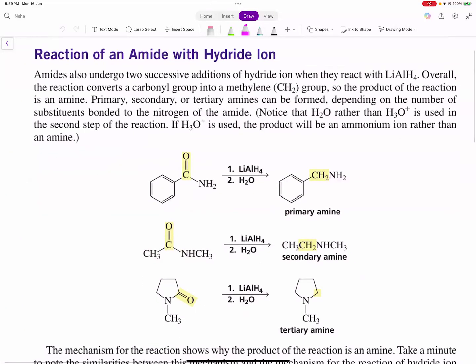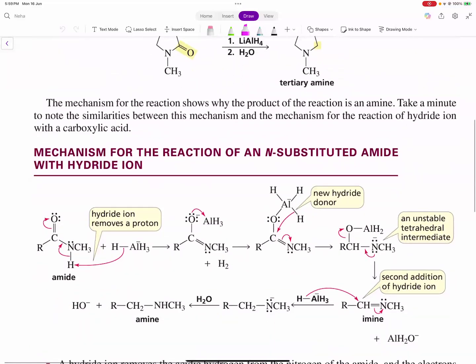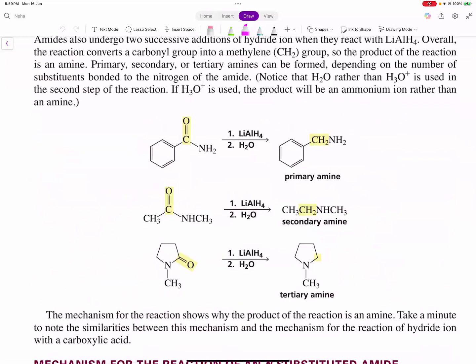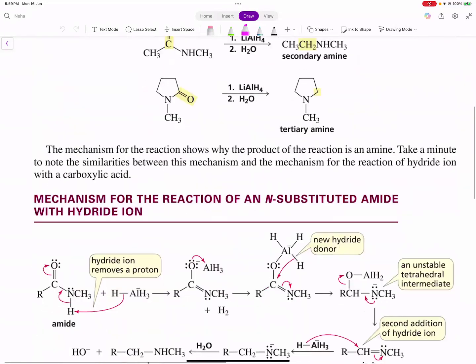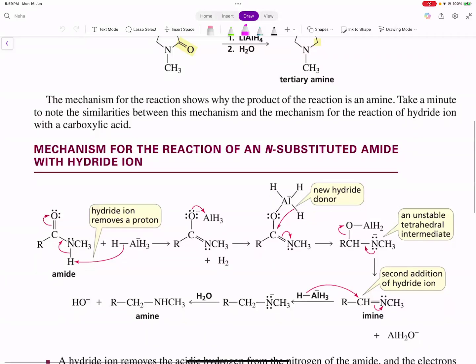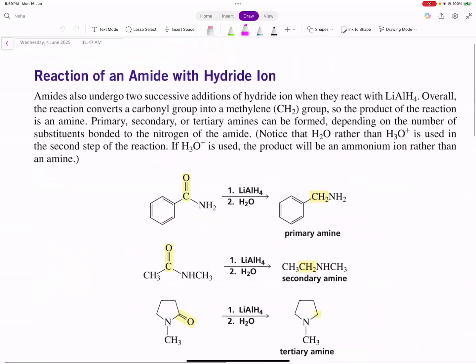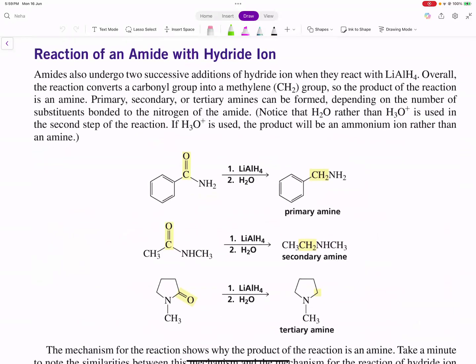Now, amide with hydride ion. Where's the mechanism? This is a very lengthy mechanism. You can go through it, but the mechanism is only useful when it serves the purpose. For amides, first of all, amides are very unreactive, so only lithium aluminum hydride will work. Sodium borohydride, NaBH4, will not work here.